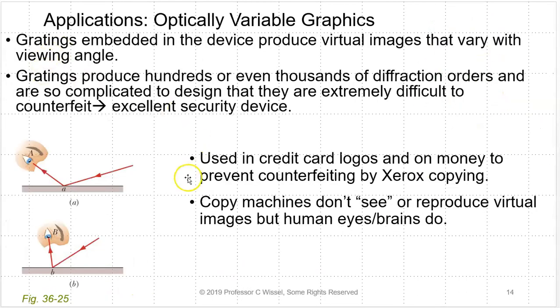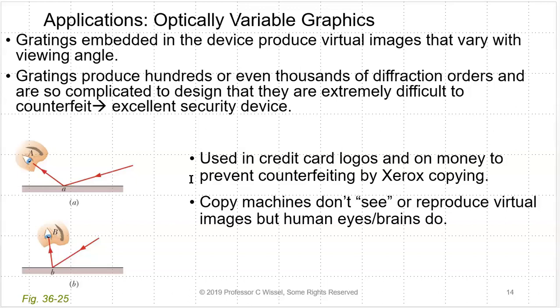Now, these are just about everywhere. If you have a credit card or a debit card, and you look at the logo on the card and rotate it a little bit, it kind of flashes at you. That is a diffraction grating. It's embedded in the device to produce virtual images that vary with viewing angle. Gratings produce hundreds or even thousands of diffraction orders and are so complicated to design that they're extremely difficult to counterfeit, so it makes them very good security devices.